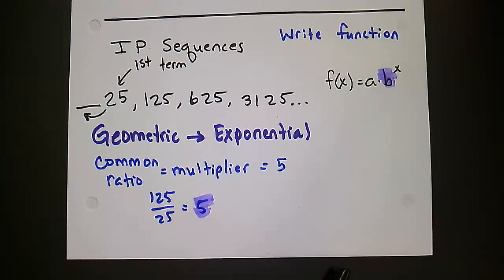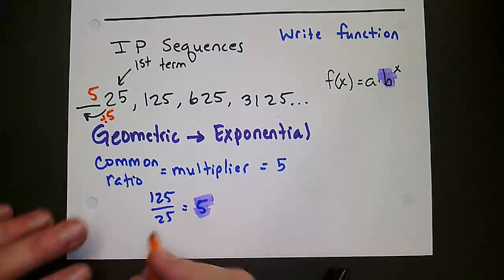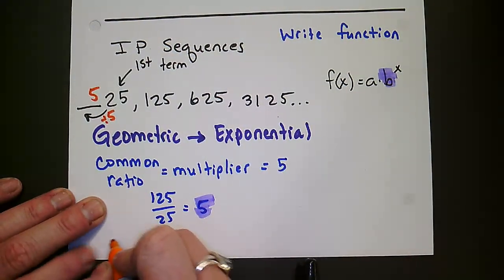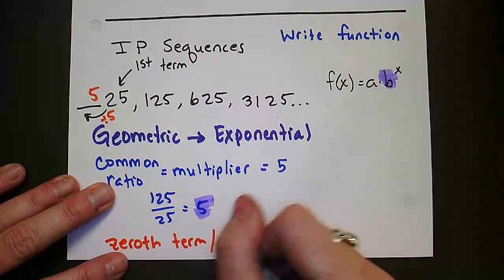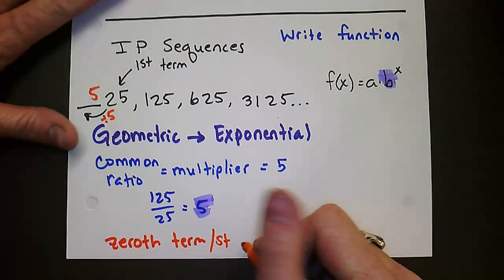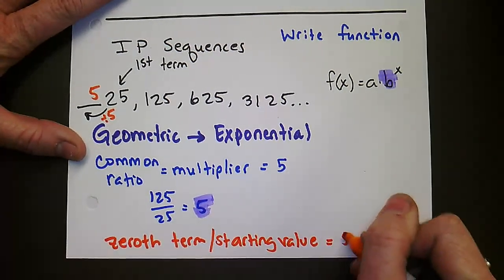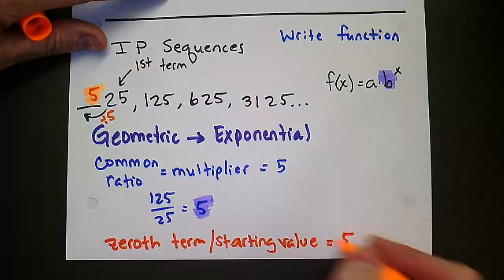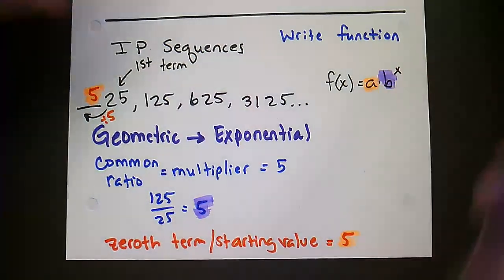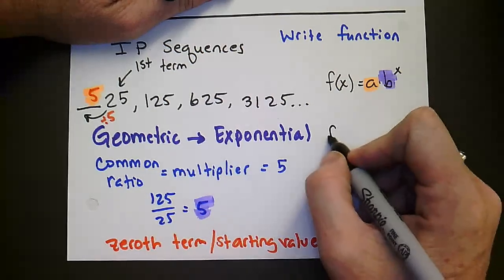So my starting value is 5. That's kind of boring. It's the same number. So I divide by 5. I'm going to end up with 5, which means my starting value, or my 0th term, also my initial value, is also 5. All right, so this term right here is going to be my starting value there. So now that I know both pieces, it's going to look like this.